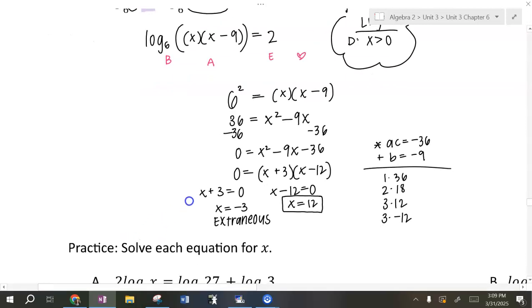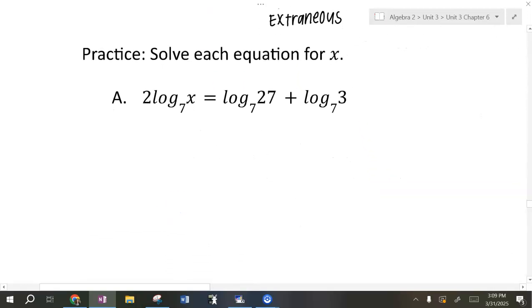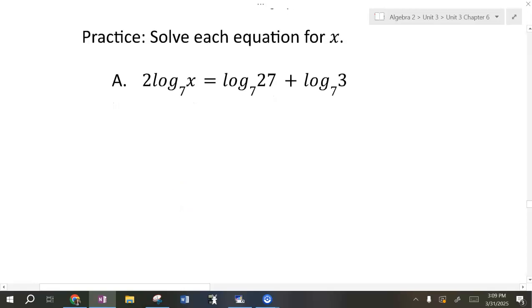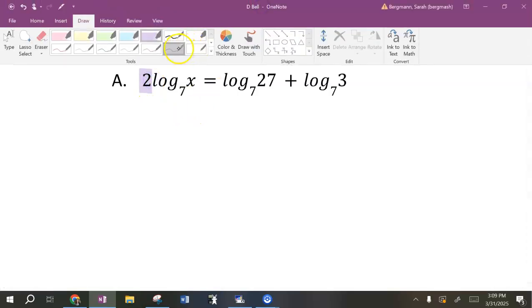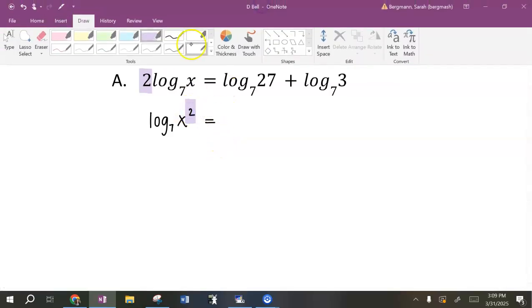Okay, let's do one more together before you go do any by yourself, because we haven't seen one with a log on both sides yet. So let's take a look at this. First things first, I noticed that the side on the left has a coefficient of 2. That's where you're going to have to use your power property, where you bring up the 2 as a power first, instead of leaving it as a coefficient.